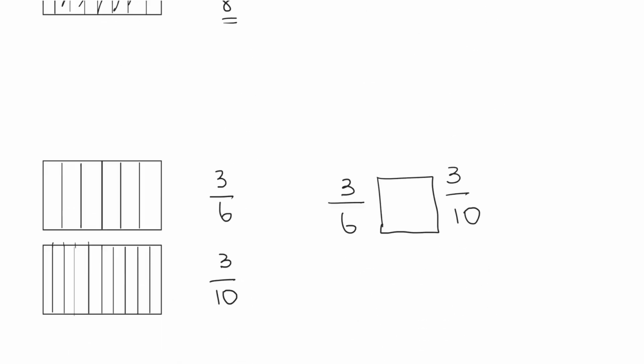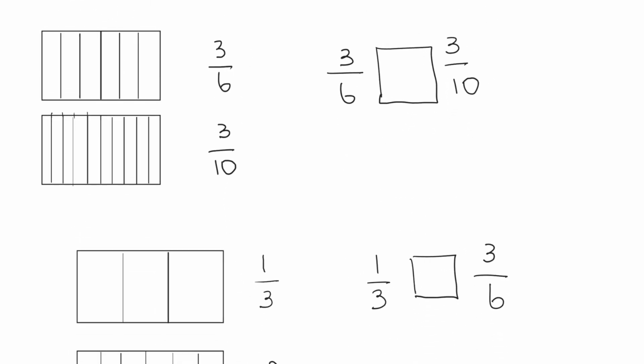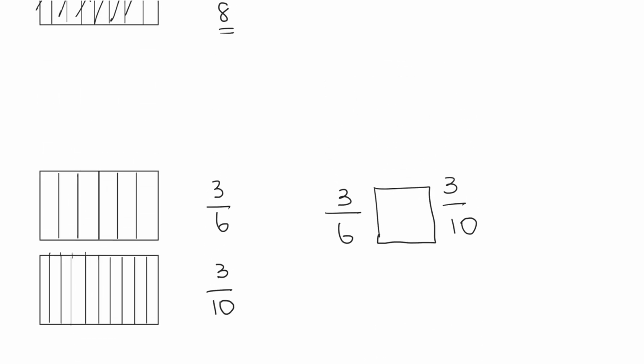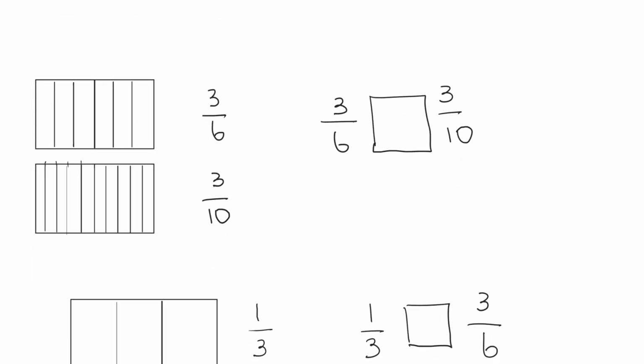Now let's look at fractions with common numerators. All right, so now I have two fractions, 3 over 6 and 3 over 10. Here I have common numerators. When the numerators are common, you look for the smaller or the lesser denominator. In this case, 3 over 6 is greater than 3 over 10.